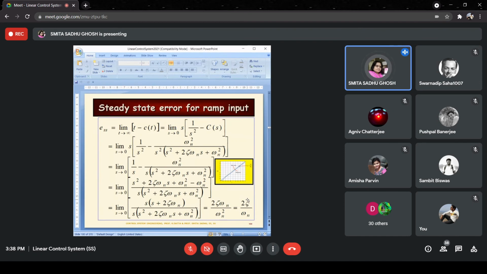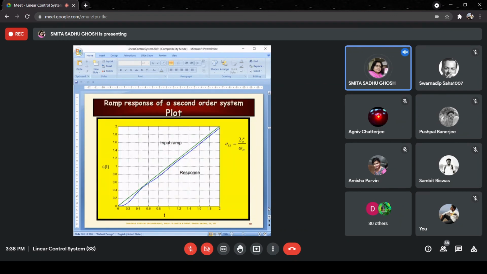However, by direct application, by directly knowing that if I have a ramp, I find out the Kv, and then 1 by Kv is going to give me my steady state error. So directly I'm able to find the steady state error.